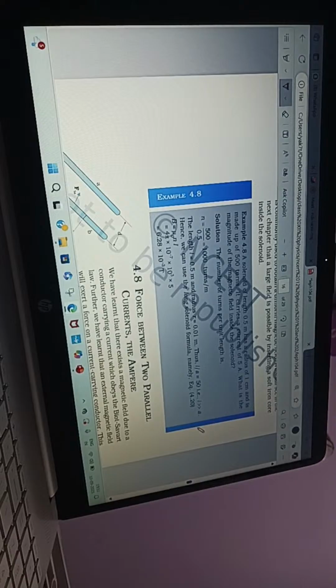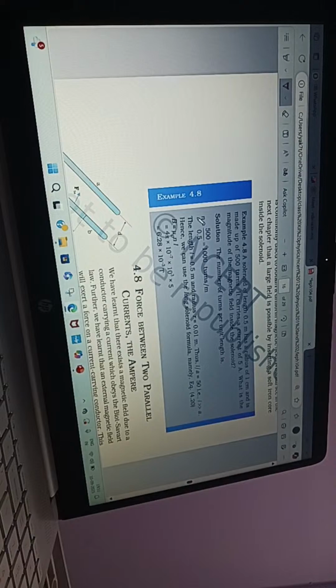A solenoid of length 0.5 meter and radius 1 centimeter is made of 500 turns. It carries a current of 5 ampere. What is the magnitude of the magnetic field inside the solenoid? Solenoid of length how much? 0.5 meters, L is given, and it is made up of this many turns. So small n is equal to the number of turns per length.